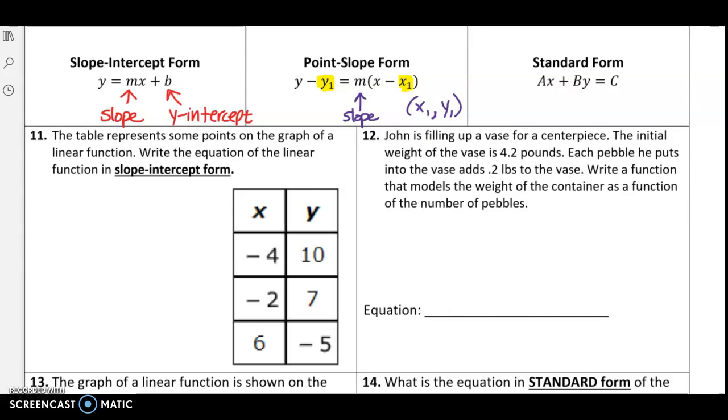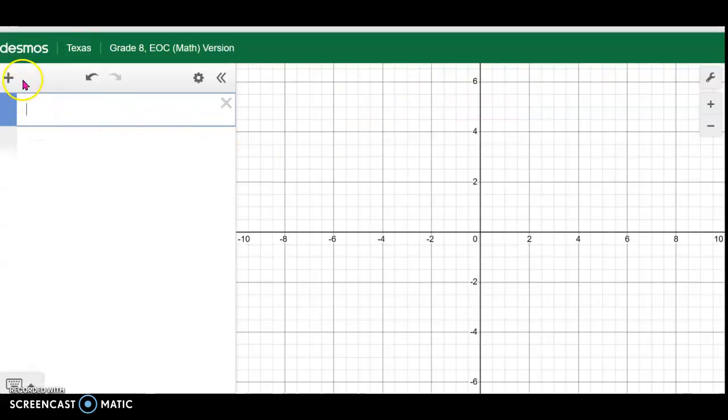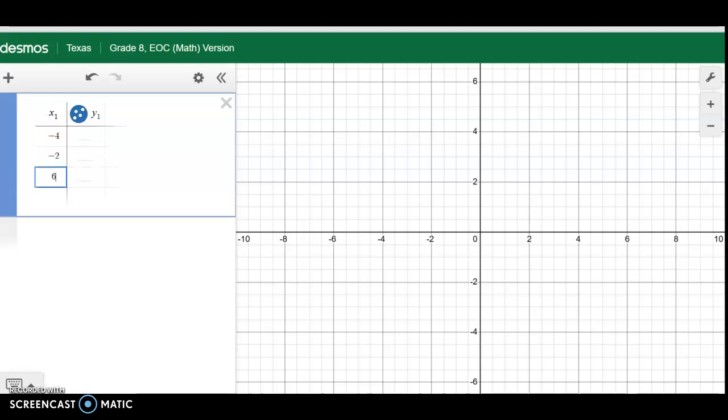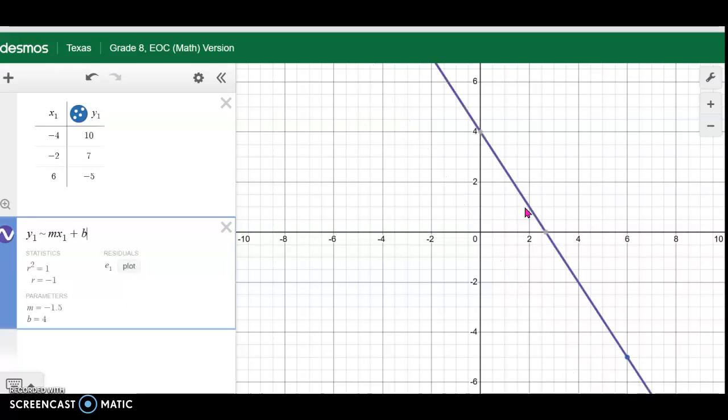Let's look at a table first, and most of you know by now that tables are wonderful for Desmos. So let's go ahead and put it into Desmos. We're going to hit the plus, or you can actually type the word table in here, and it creates a table for you. I love that. We type in our x's. Make sure you don't miss any negative signs or you'll get errors. 10, 7, and negative 5. And then here we are going to type in y1 tilde mx1 plus b. So we can see our m value and our b value.